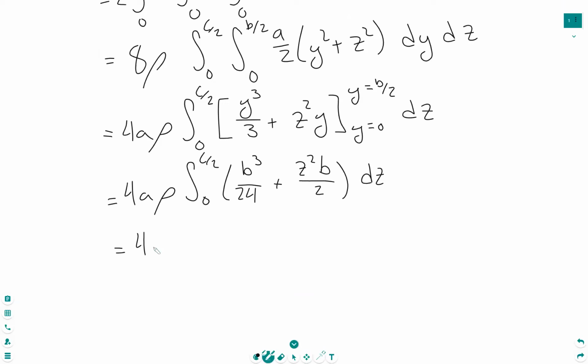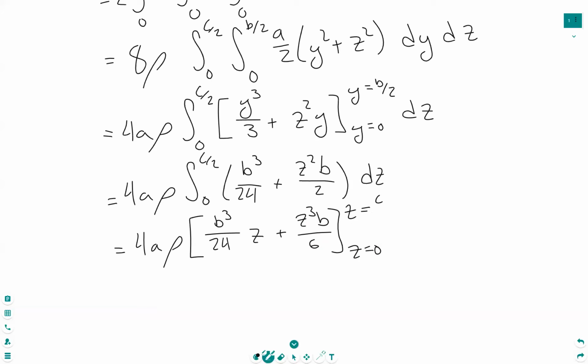Can keep doing this out. This is 4a times rho. Now we're doing this integral. This is b cubed over 24 times z plus z cubed times b over 6, z equals 0, and z equals c over 2.